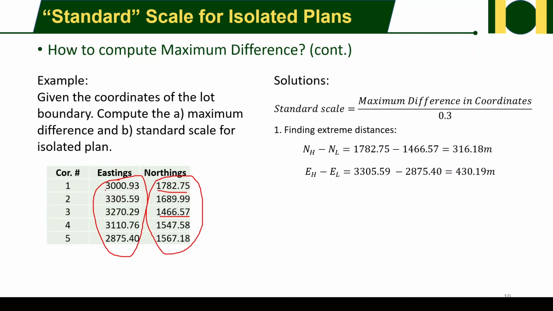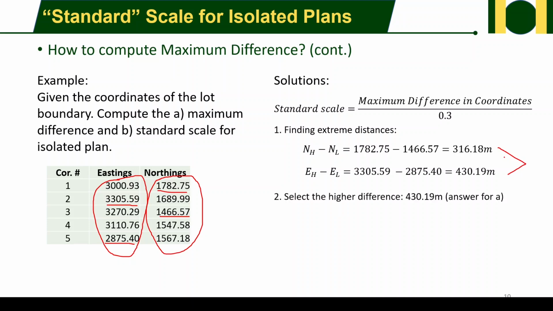For the extreme distance in horizontal, the highest eastings value is 3,305.59, and the lowest is 2,875.40. Subtracting the two, you get 430.19. So these are the horizontal and vertical dimensions of the lot boundary.